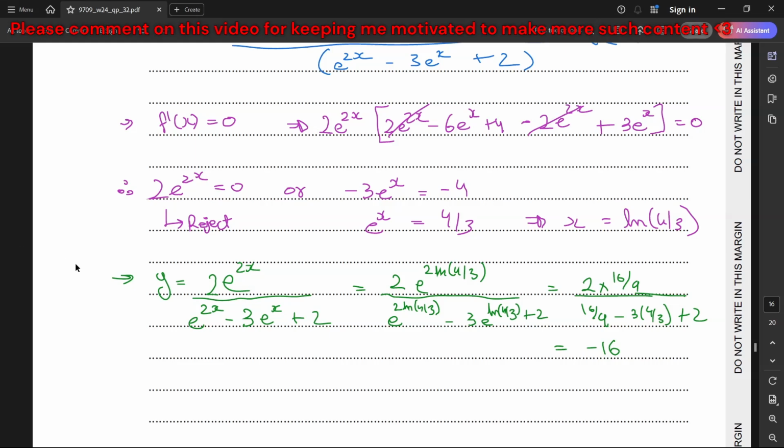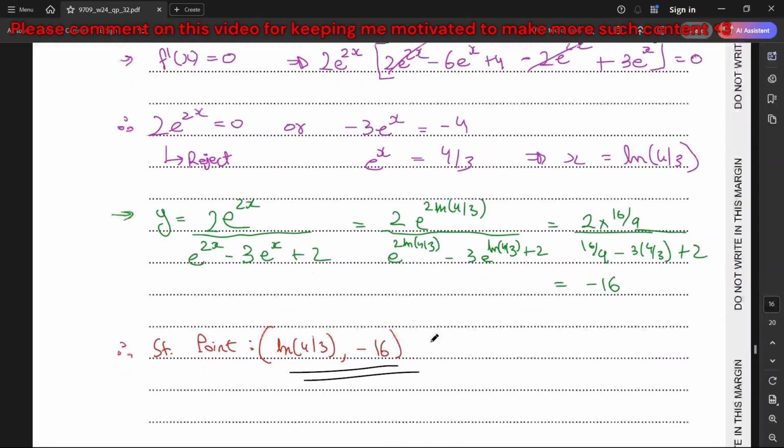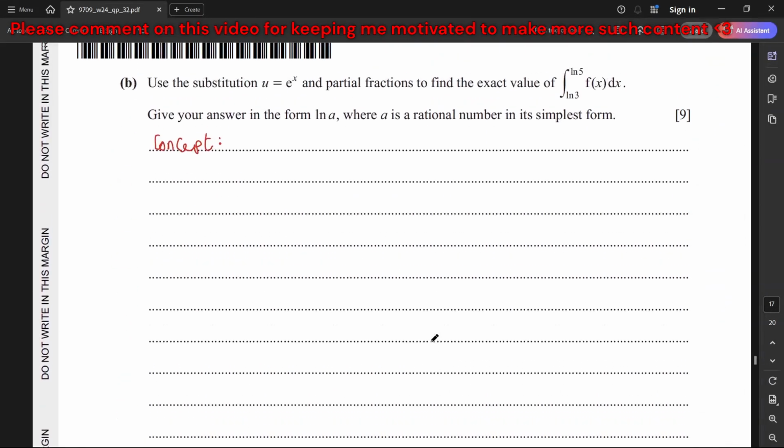So what does this indicate? This indicates that the stationary point is at ln of 4/3, comma, negative 16. And that becomes your answer to the first part of this question. And now let's move on to the next part.